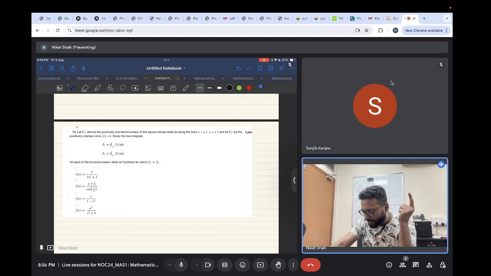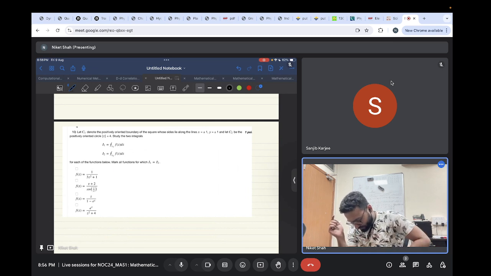Now they're saying study the two integrals I1 and I2. The functions are the same, just the contours are different. And for each of the functions below, mark all the functions for which I1 is equal to I2. So this is again very simple. All you have to see is whether the pole is going to lie inside or outside both the contours. If it's lying inside one contour but outside another contour, then there will be a difference. Otherwise, it's going to be the same. That's all you have to see.